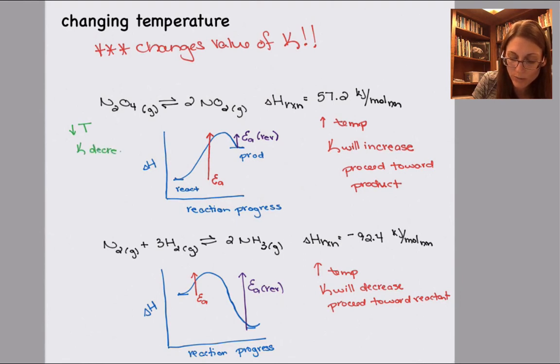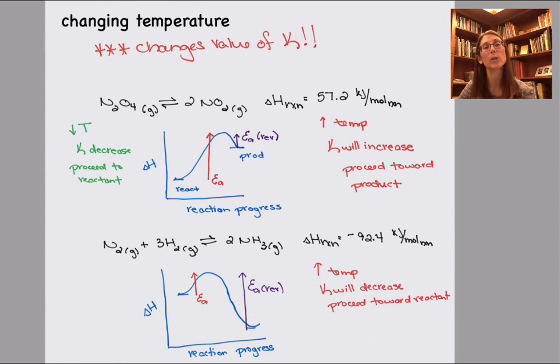And so what you will observe is that the reaction will proceed toward the reactant side until that new K is established, until you reach that new equilibrium that happens to have a smaller ratio of products to reactants.